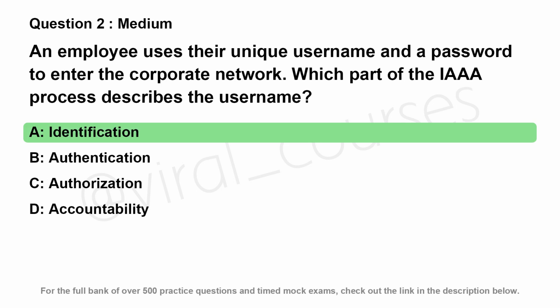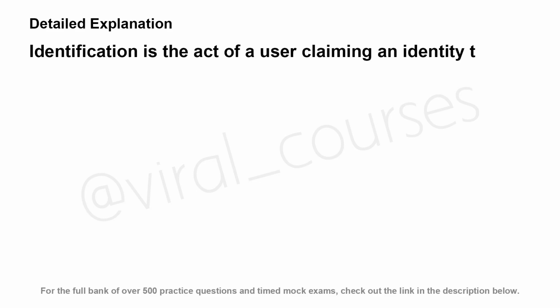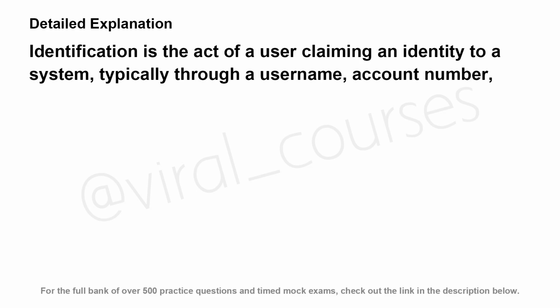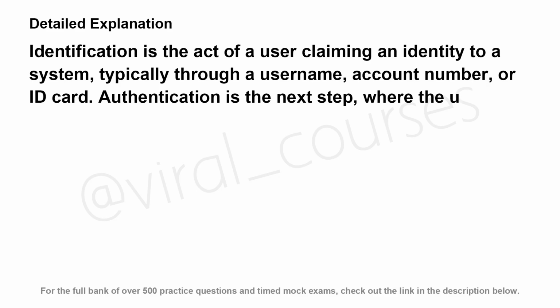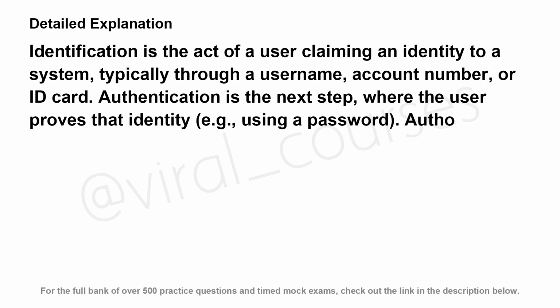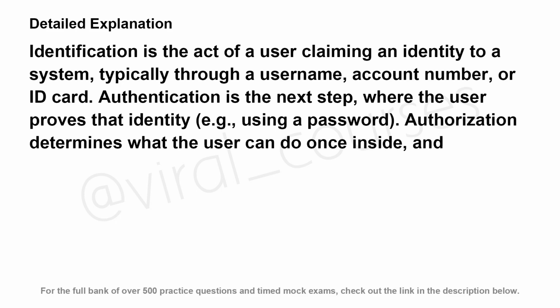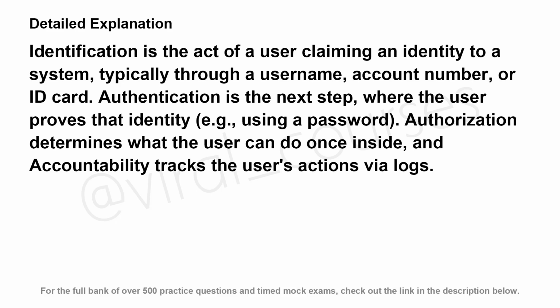The correct answer is A. Identification is the act of a user claiming an identity to a system, typically through a username, account number, or ID card. Authentication is the next step, where the user proves that identity, for example using a password. Authorization determines what the user can do once inside, and accountability tracks the user's actions via logs.